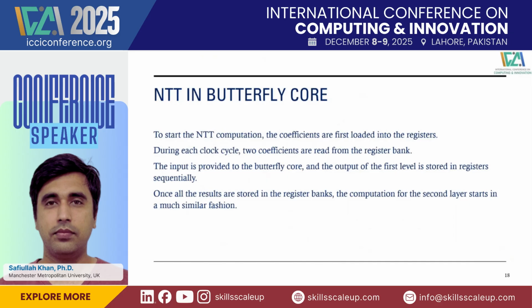So during the start of computation, the coefficients are first loaded into the registers, and then each clock cycle, 2 coefficients are read from the register banks, multiplied, and the output is stored in another bank of registers. And this happens sequentially. Once all the results are stored in the register banks, the computation for the second layer starts, because there are a certain number of layers within the NTT structure. So this is the basic architecture of NTT.